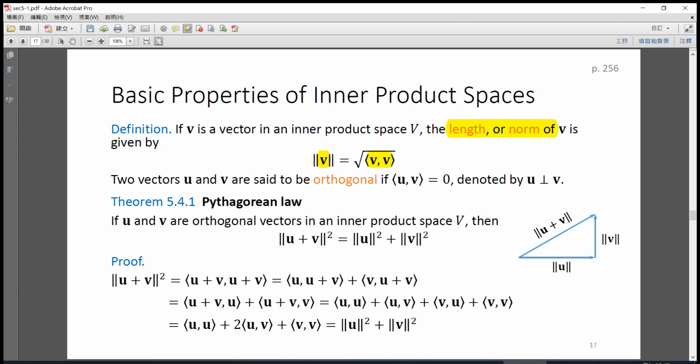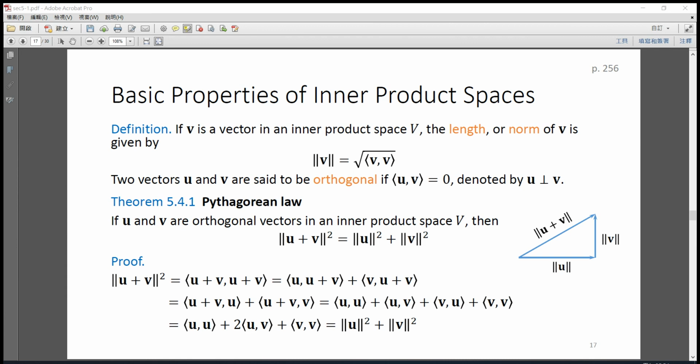Two vectors u and v are said to be orthogonal if the inner product of u and v equals 0, and we use the notation u perp v to denote u and v are orthogonal. Here the symbol perp means perpendicular.